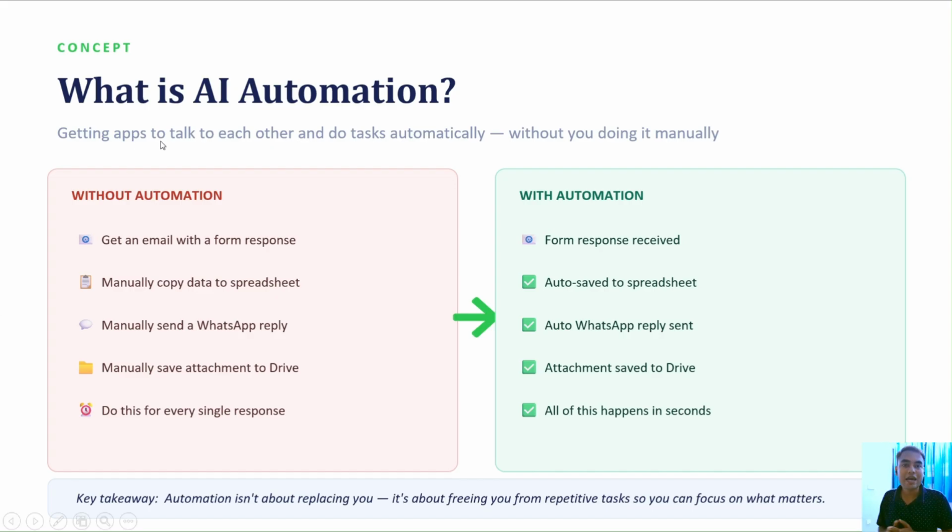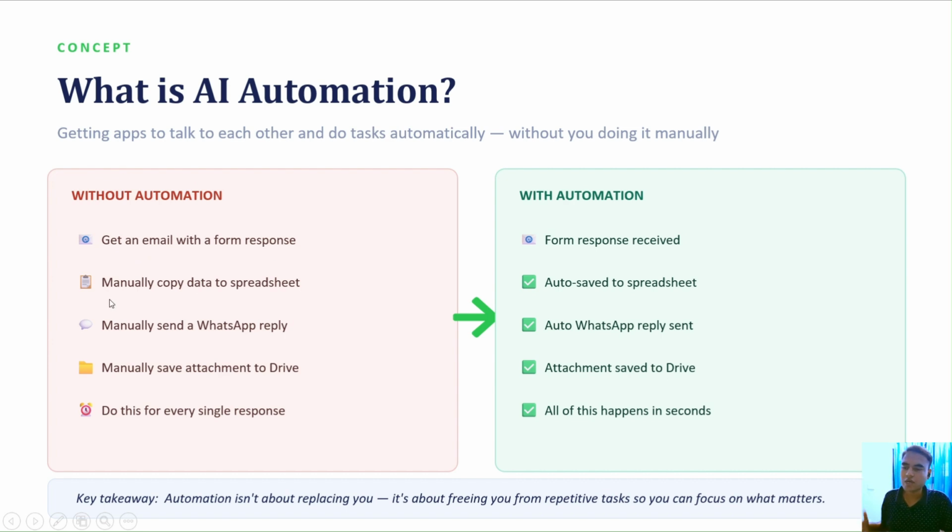Now, what is AI automation? As it is also written here, it is getting apps to talk to each other and do tasks automatically without you doing it manually. You are connecting apps with nodes or some functions so that they can do repetitive tasks automatically, where human intervention was previously needed, but now there is no need for human intervention.